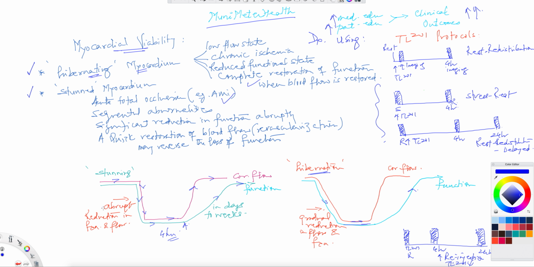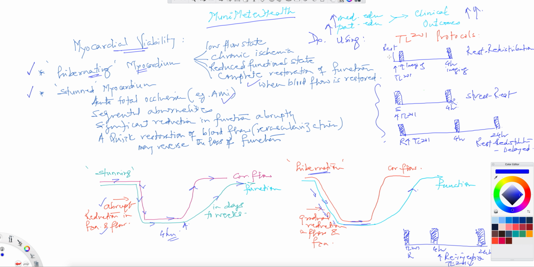Also just remember that there is an abrupt reduction in the function and the flow as a result of near total occlusion. Hibernation, on the contrary, differs a little bit in that there is a gradual reduction in flow and functional state over several months, sometimes even years, as you see here. And then when you restore the flow, it also returns back to normal, but it takes a longer period of time to return to normal.